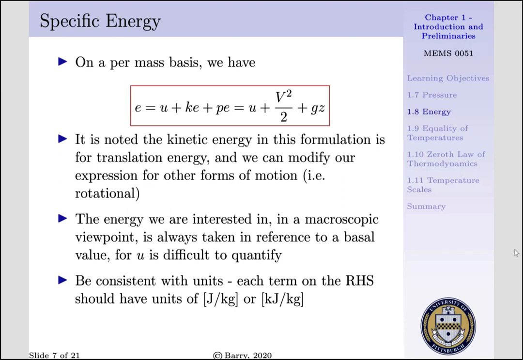It is noted that our kinetic energy in this formulation is for translational energy. We can modify this easily for other forms of motion, such as rotational motion. The energy we are interested in from a macroscopic viewpoint is always taken in reference to a basal value. For u, our specific internal energy is very difficult to quantify. When we begin to work with the thermodynamic steam tables, we will see that our reference point is often taken such that u at that reference point is equal to 0.